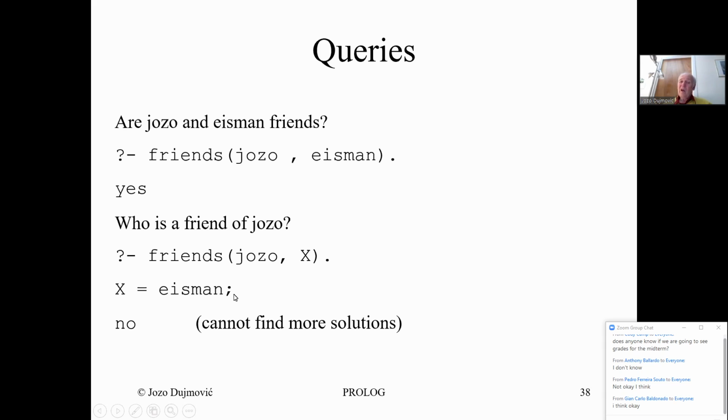Okay, now you say, give me more friends. Who else is a friend of Yozo in this database? And the answer will be no. Cannot find more solutions. So in this database, it is not possible to find anything else except Eisman. And that is this no that is generated in this query.